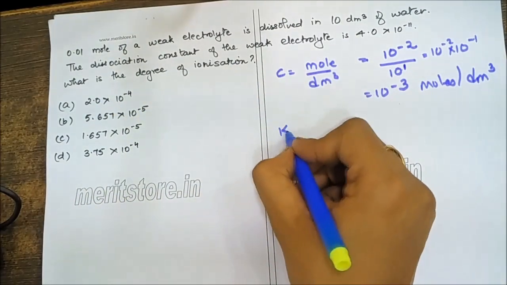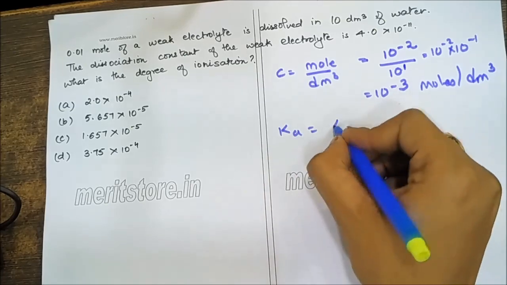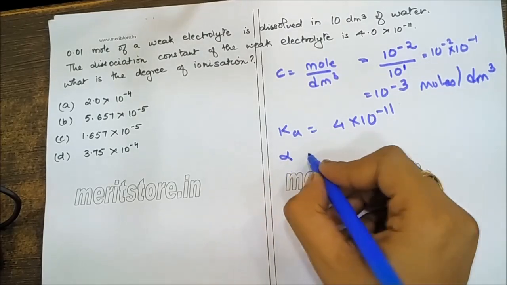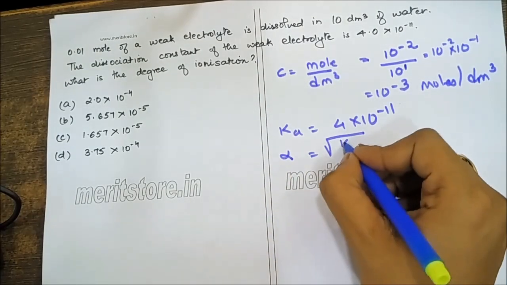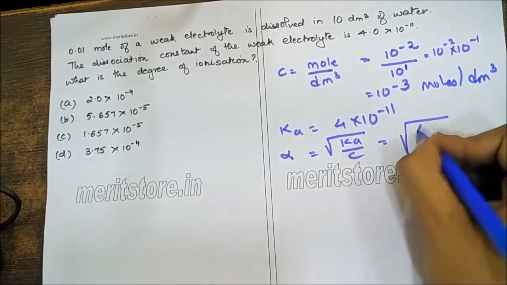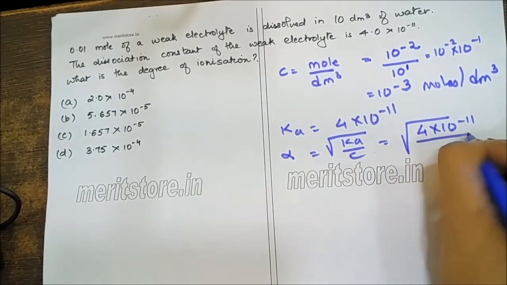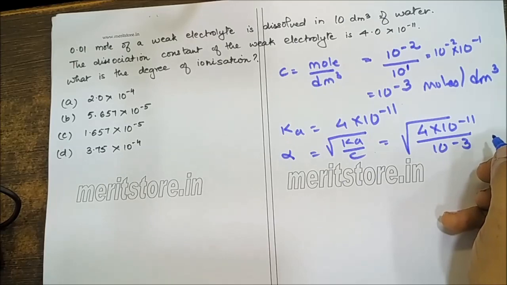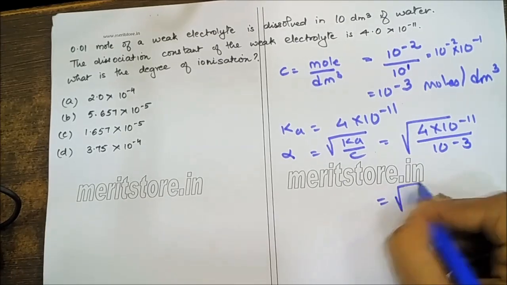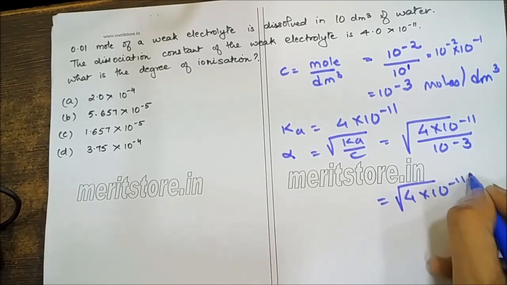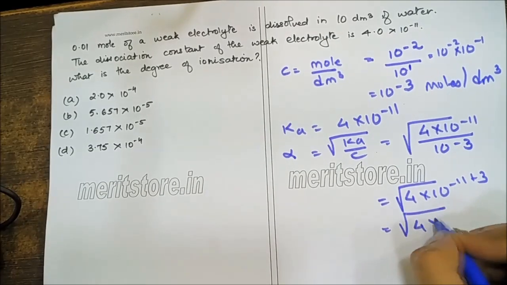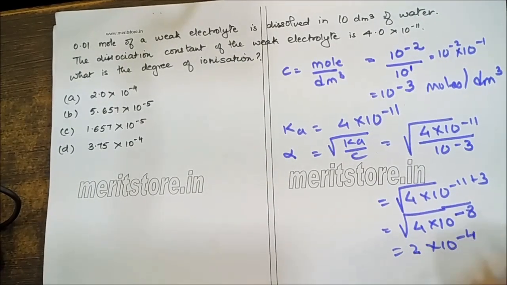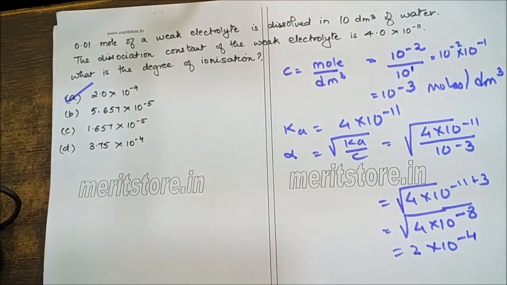The dissociation constant is given to us. Okay, so Ka is given as 4 into 10 raised to minus 11. What is the degree of ionization? That means alpha is asked to us. We know it is root of Ka upon C. So just substituting the values, 4 into 10 raised to minus 11 upon 10 raised to minus 3. So when this minus 3 goes up, it becomes plus 3. So this will be square root of 4 into 10 raised to minus 11 plus 3. So that's 4 into 10 raised to minus 8. So my answer is 2 into 10 raised to minus 4. So my correct answer is A.